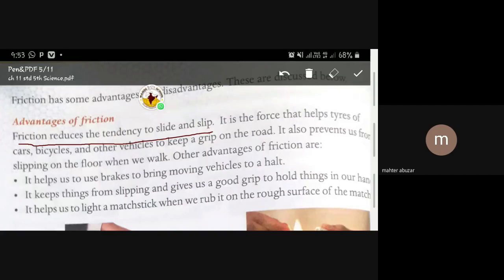Okay, so this is the force which helps the tires of cars, bicycles and other vehicles to keep a grip on the road. So friction is the force that helps the tires of vehicles to keep a grip on the road. This is more important. It also prevents us from slipping on the floor.